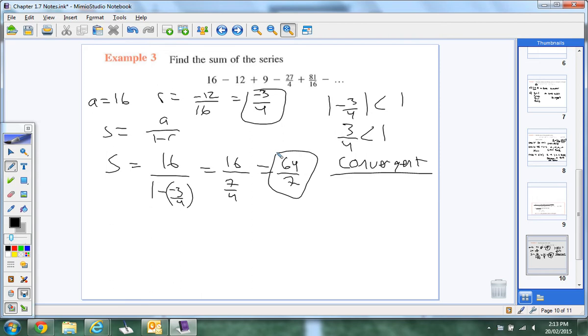Okay, again, if you're still struggling with your fractions, 16 divided by 7/4 is 16 times 4/7. 16 times 4 is 64/7.